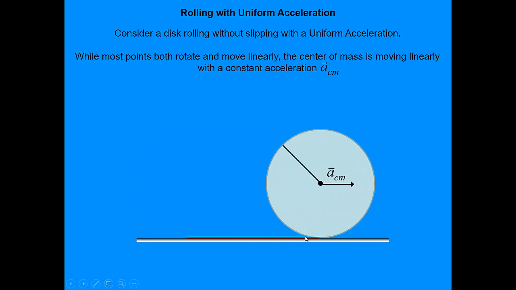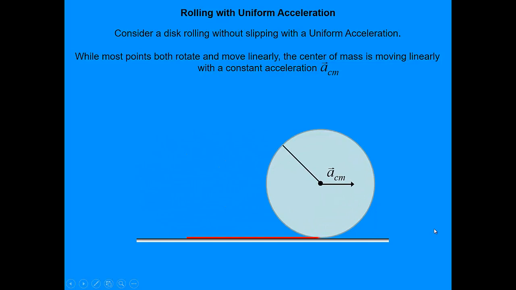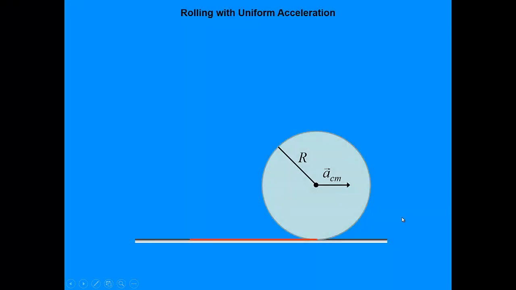While most points, like a point on the outside, right, are going to move linearly and rotationally at the same time, the center of mass only moves linearly with a constant uniform acceleration we will call a_CM for the acceleration of the center of mass. Okay, notice what's different here than in past units when we would look at like a box, we would think of the entire box as having one linear acceleration. Right? But now different points have different linear components to their acceleration. Whew, a lot of words.